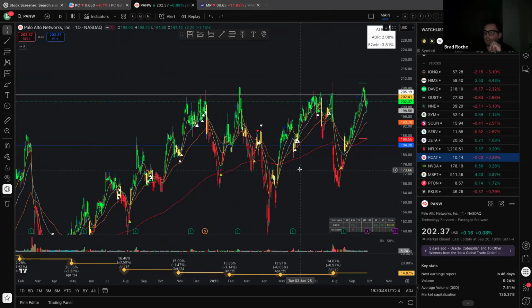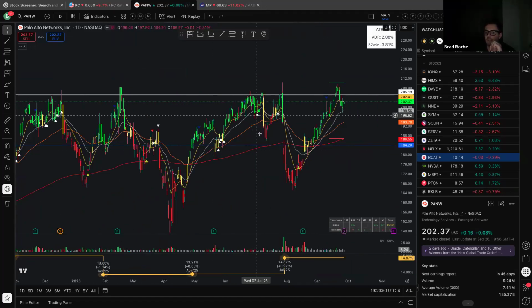This one is just really choppy for me, so I'm going to try and avoid it and then look for the next time it sets up out of this massive base, because right now it's just not super clean.